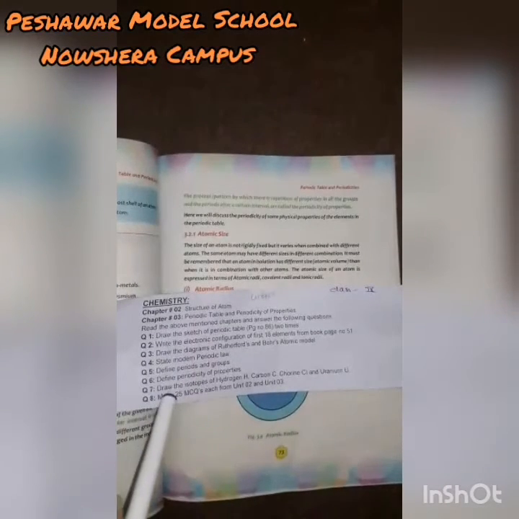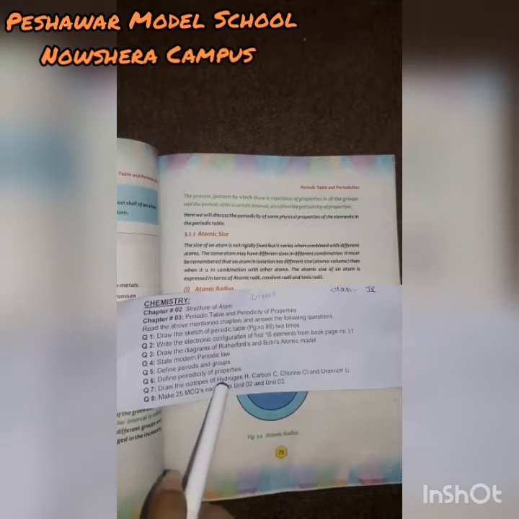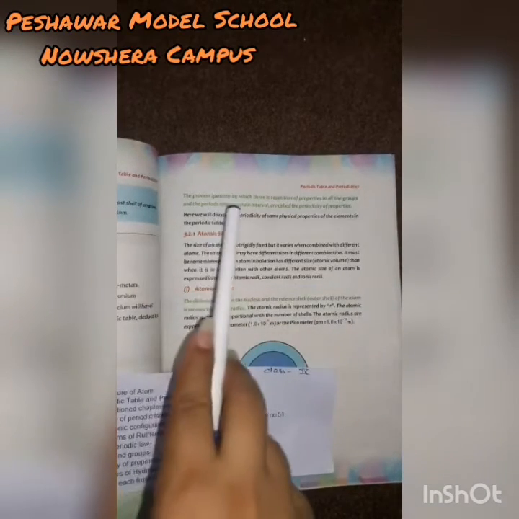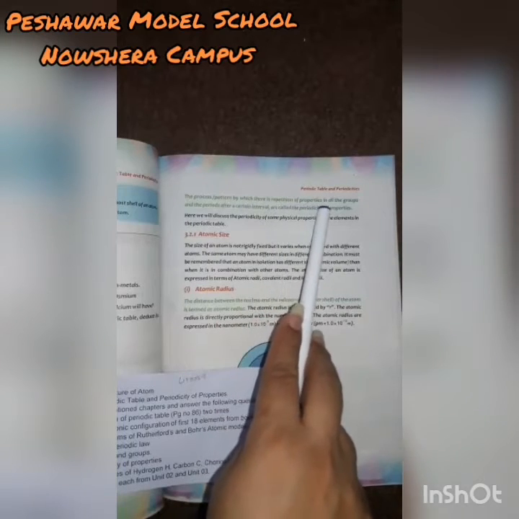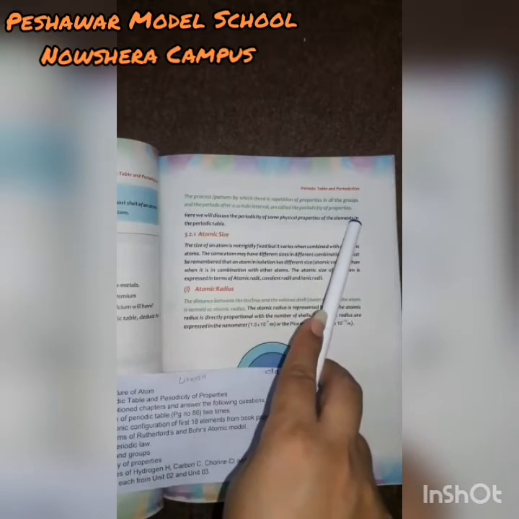Now look at question number 6. Define periodicity of properties. The definition of periodicity of properties is present in your book on page number 73. Look at the definition: the process or pattern by which there is a repetition of properties in all the groups and the periods after a certain interval are called periodicity of properties.